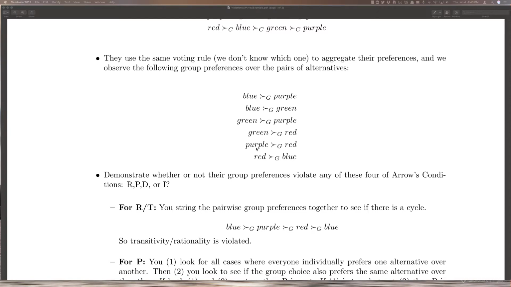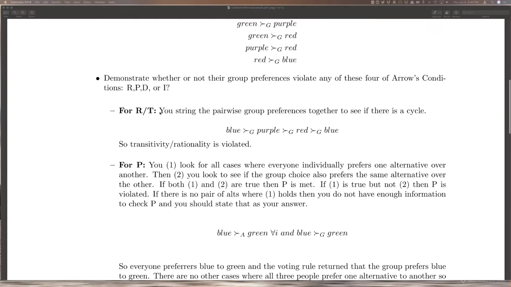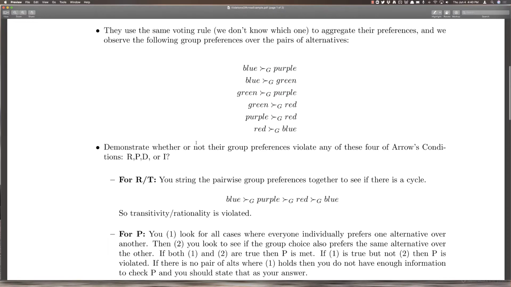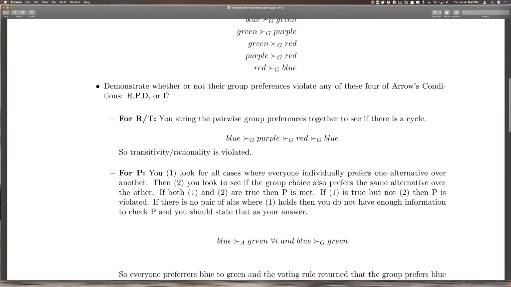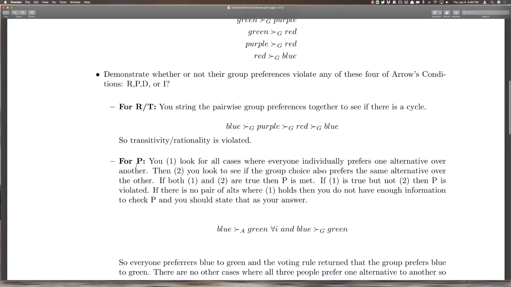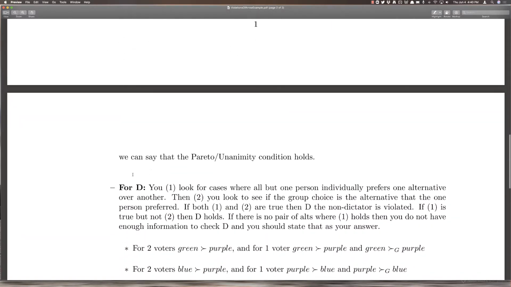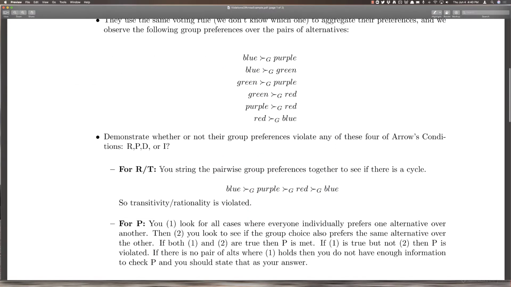You get the idea. So what we're going to do in the next three parts of the question is check three of Arrow's conditions. We're going to check rationality or transitivity; different books call it different things. We're going to check the Pareto criterion, or unanimity criterion as it's sometimes called. And then we're lastly going to check non-dictatorship. All right. So the transitivity one is pretty easy.